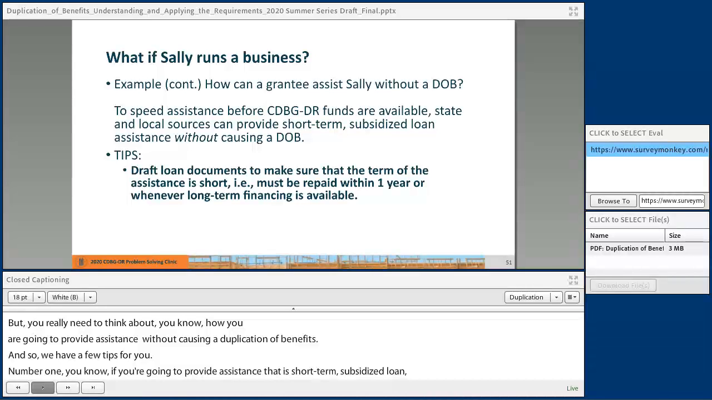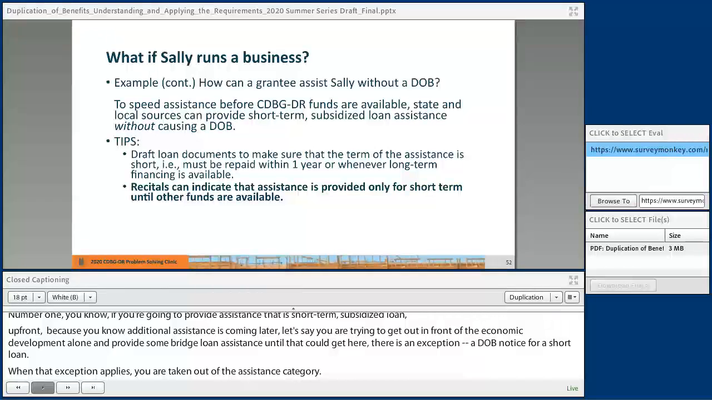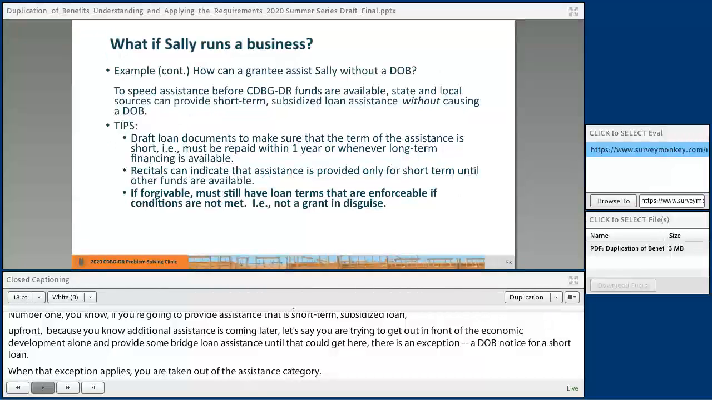So if you were going to do that, you need to make sure that your loan documents are drafted to make sure that they are clearly short-term. Otherwise, it's hard to fall into that exception. And you can do that in the recitals, but also the loan document terms themselves.